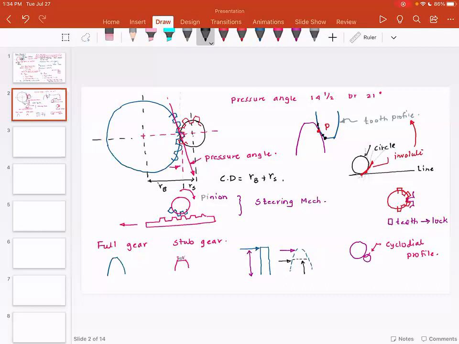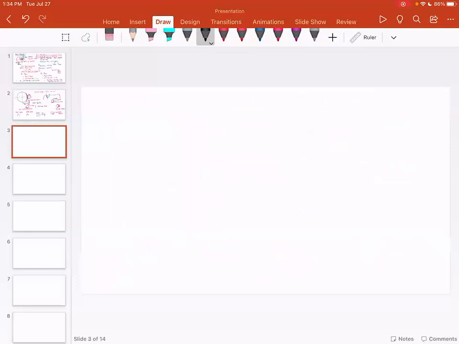Now, next thing is what are the parts of the gear? So this is called as the gear nomenclature. And this gear nomenclature is same or mostly similar for the Spur gear and the Helical gear. So let me draw a simple gear.